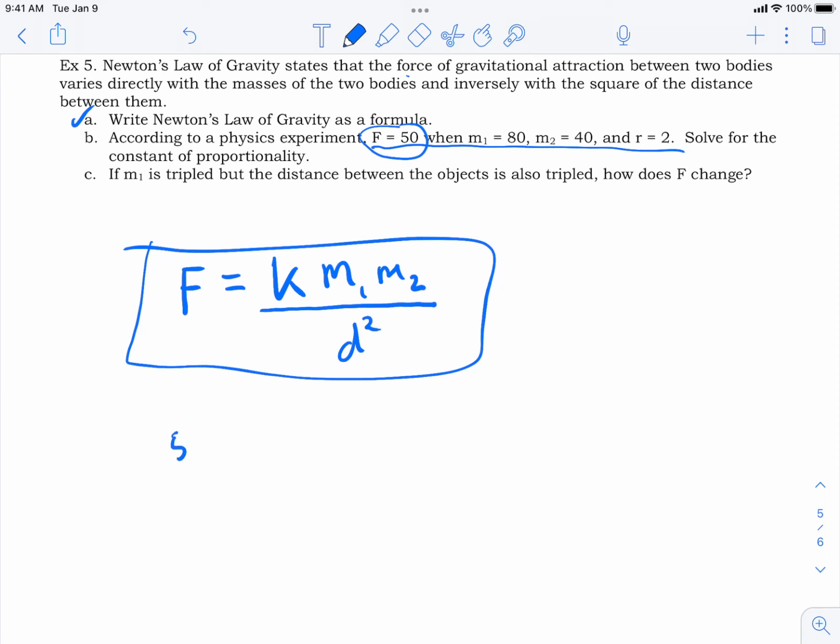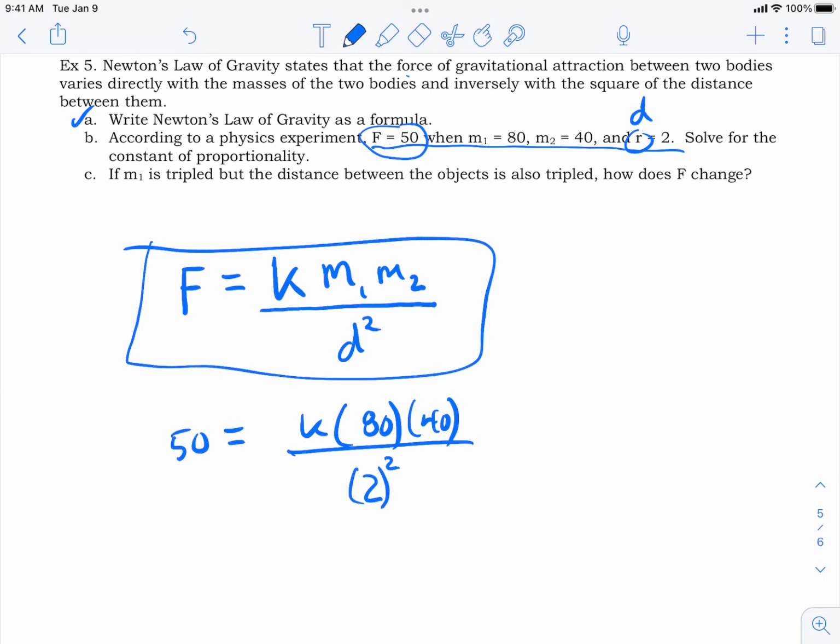F is 50. Fine. And I'm not giving units because units don't matter as long as you keep your units the same every single time. That's all that matters. But anyway, when M1 is 80 whatevers and M2 is 40 whatevers, okay, cool. And it says R. I guess I meant D for distance between them. The distance between them is, what? 2. No, 2. Yeah, 2. But don't forget the 2 is squared. Okay, so it's like a 2 squared.